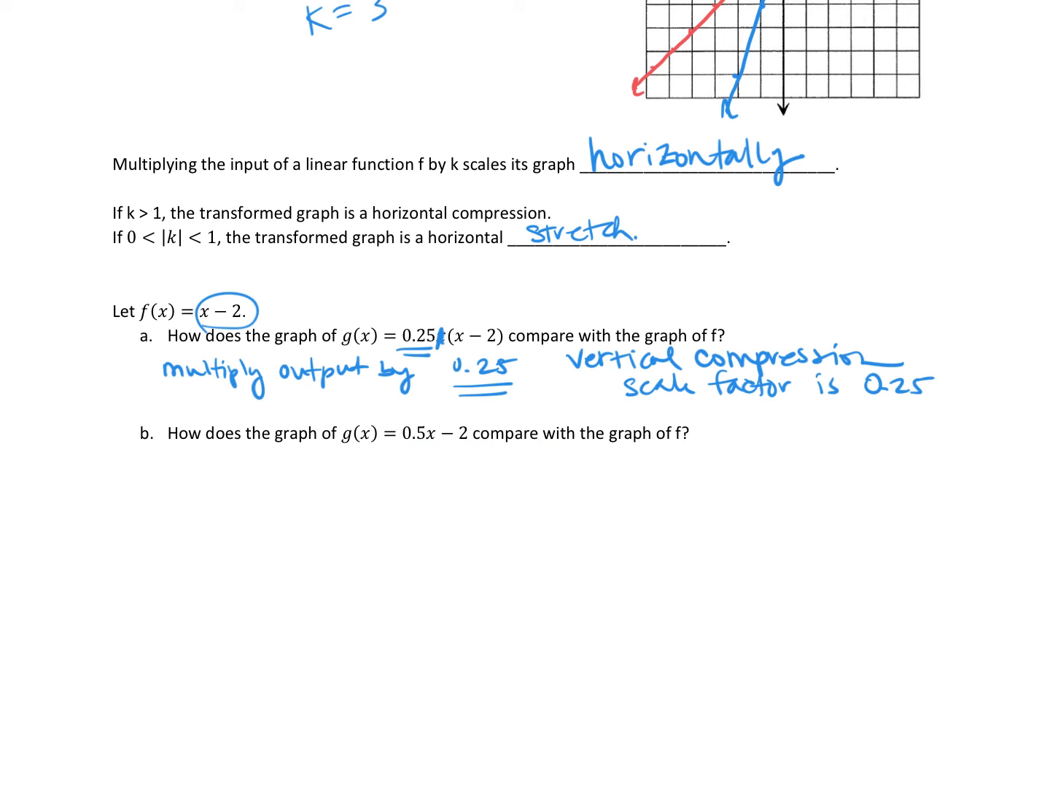All right, part B: how does the graph of g of x equals 0.5x minus 2 compare with the graph of f? This 0.5 is not being multiplied by the entire output. It's really only being multiplied by the input, so it's going to affect your input value. That's going to be a horizontal change. Is it a compression or a stretch? If your k value is 0.5, which is between 0 and 1, it's a horizontal stretch. And the scale factor for the horizontal stretch is 0.5.